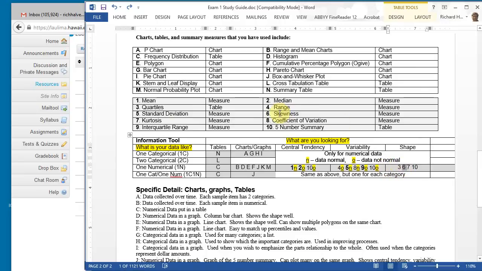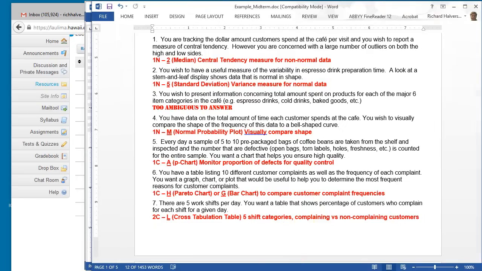6 does not. That gives us a measure. That's not visually comparing. 7 is a measure, not visually comparing. 10 is the normality plot, normal probability plot, which is a chart. So we would use a chart to visually compare. So I would put M as the answer, and so that's why we get M here.